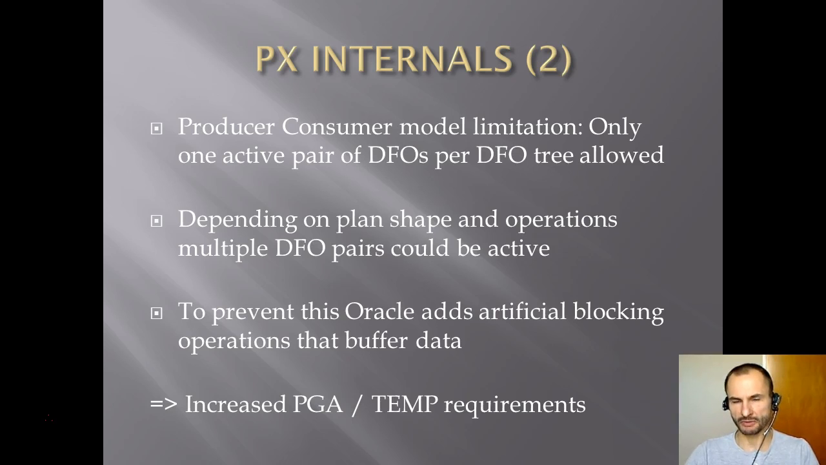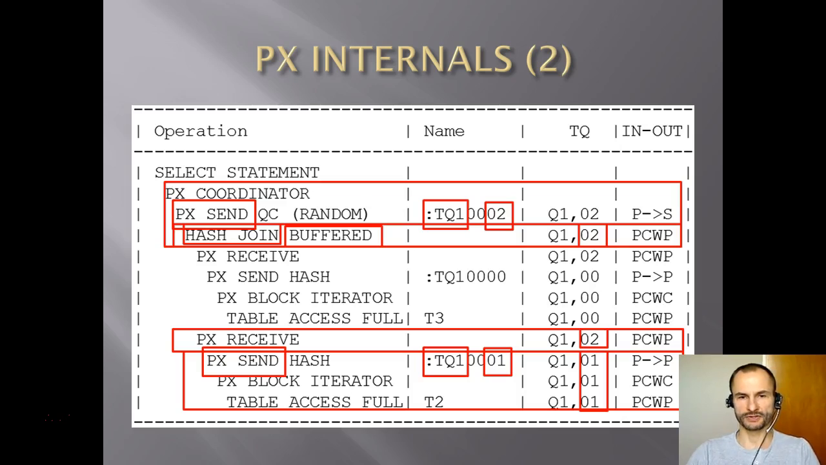It's not implemented, so Oracle has to introduce some artificial operation that prevents multiple of these operations from becoming active at the same time. I know that Oracle has internally discussed whether they want to address this issue or not, and maybe in 12.2 we already see some changes regarding that, but I haven't had a chance yet to check that with 12.2, so I can't tell you whether this has changed. At least up to and including 12.1, this is still the case.